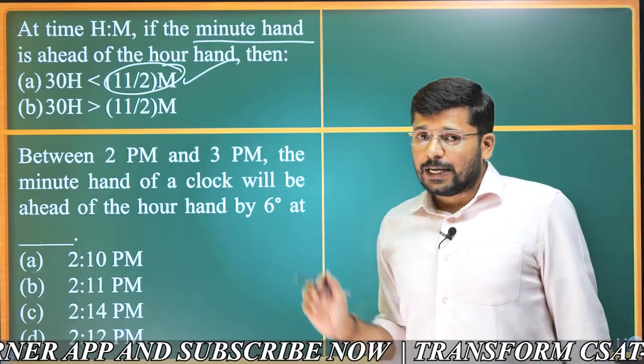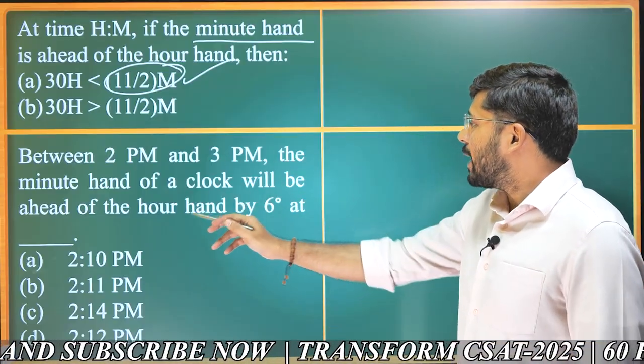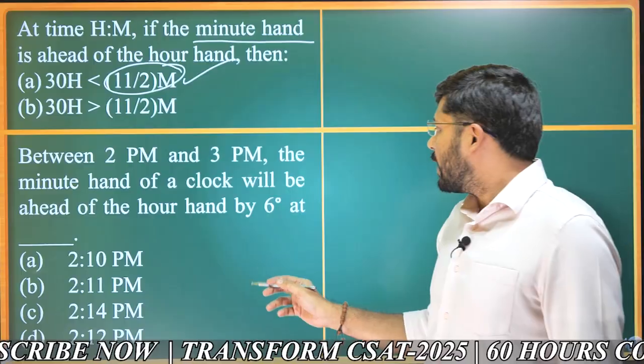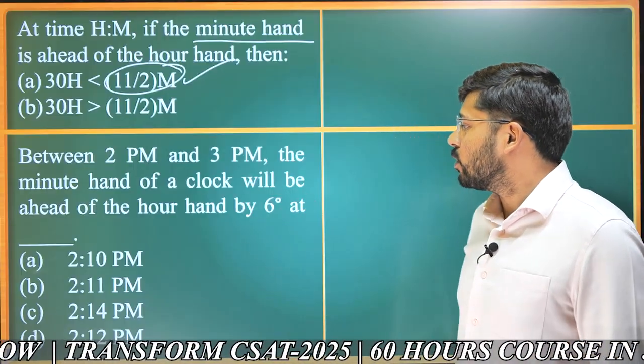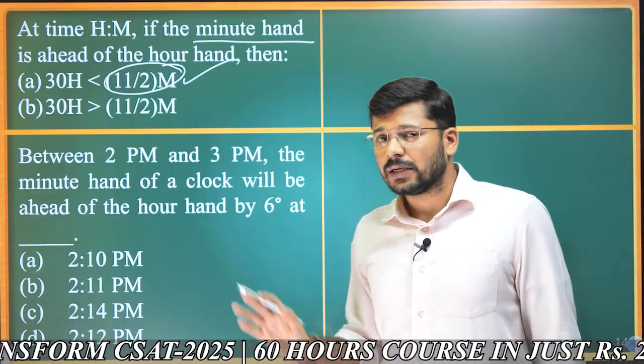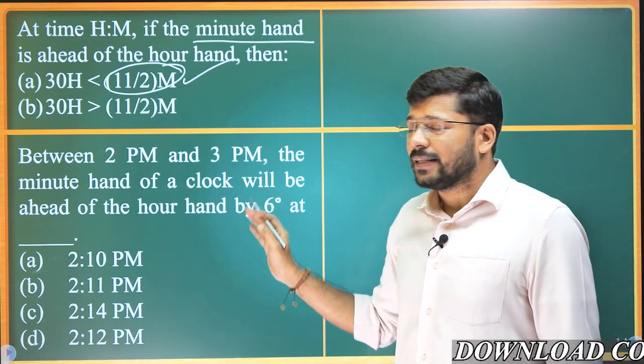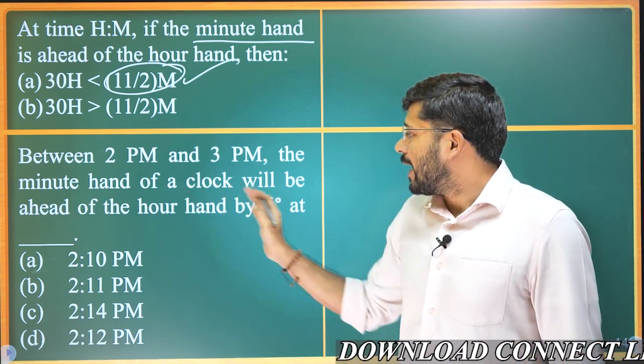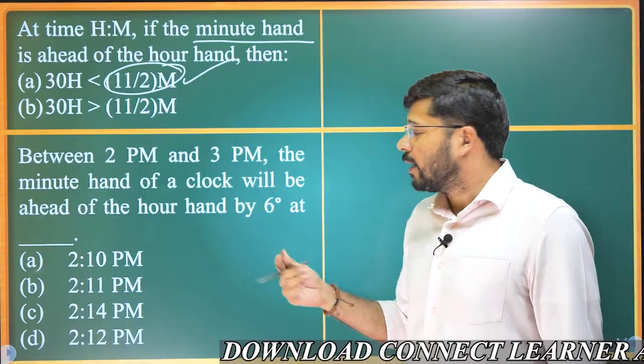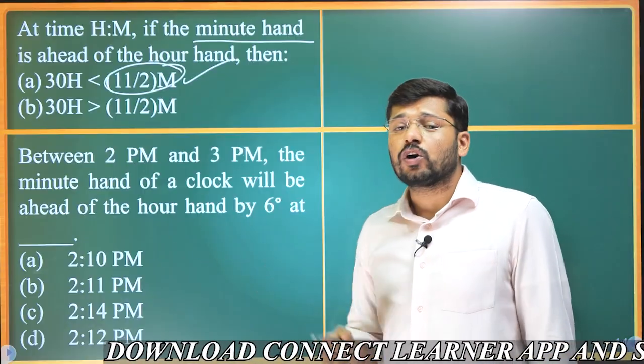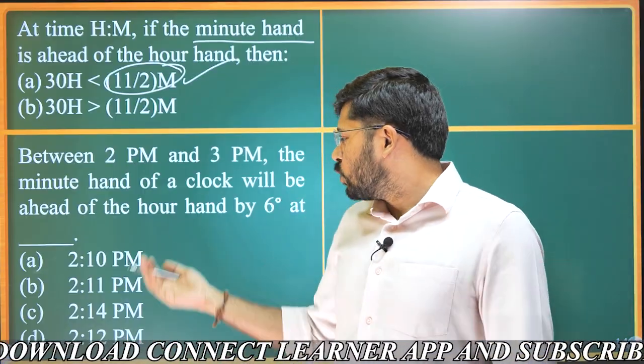Between 2 p.m. and 3 p.m., the minute hand of a clock will be ahead of the hour hand by 6 degree at what time? Simple question, right? Between 2 p.m. and 3 p.m., the minute hand will be ahead of the hour hand. The difference would be 6 degree at what time? So we will use the same method.